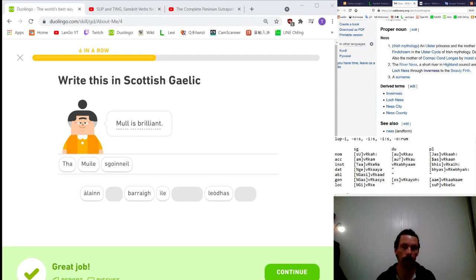But with stand, a sentence like this would have meant at one stage, I stand brilliant. I stand from Ireland, whatever. Which also sounds like a new English verb, stand. But anyway, I stand, or in this case, mull stands brilliant, would have been an original meaning of this type of structure. So the brilliant is just hanging out in the sentence, it's not essential to the verb.